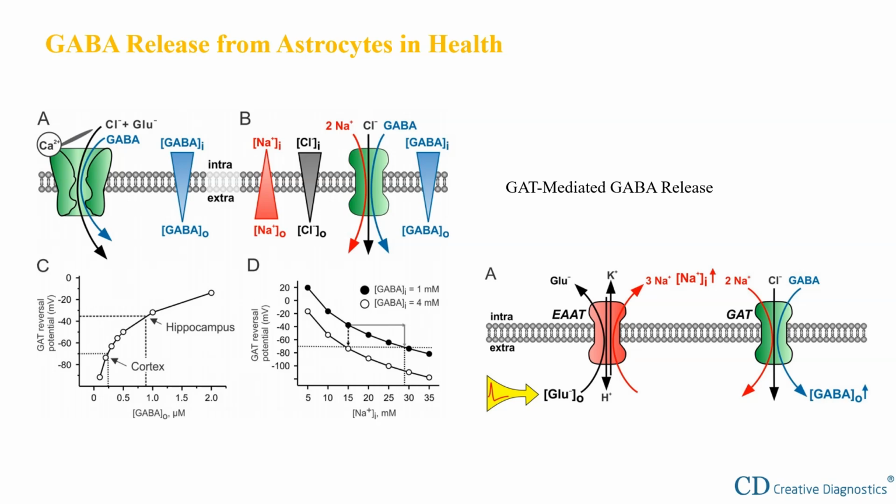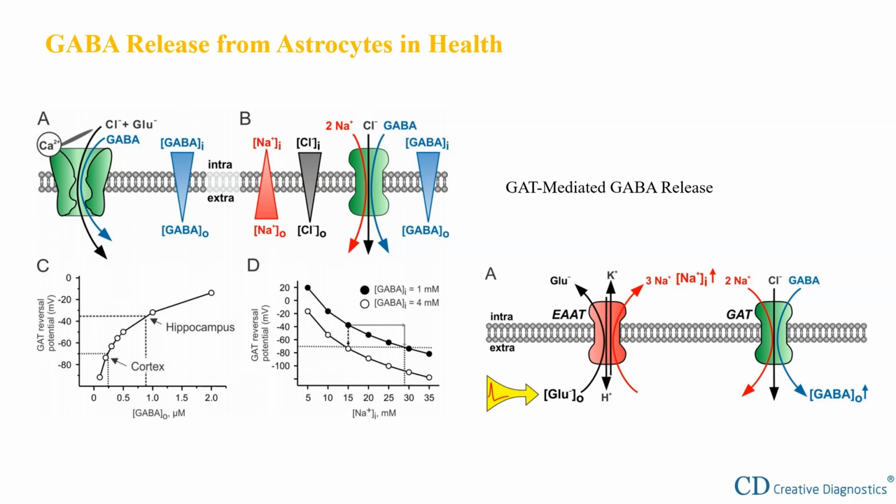Extracellular GABA concentration varies significantly across different brain regions. Using these data, the intracellular GABA concentration required to set the GAT reversal potential close to the resting potential of astrocytes can be estimated. These estimates suggest that GAT reversal is more likely to occur in the cerebral cortex under resting conditions.